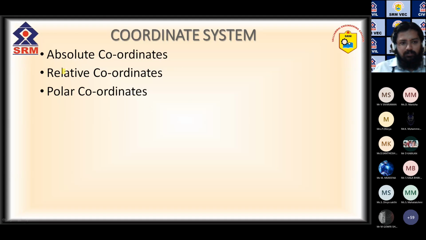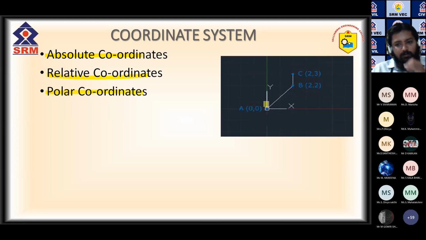Coordinate systems. We have the absolute coordinate system, the relative coordinate system, and then polar coordinates. We have three coordinate systems to work with in AutoCAD. First I will touch upon the absolute coordinate system, which is very familiar to you, which you will do in all your graphs. In old days you would be drawing graphs.